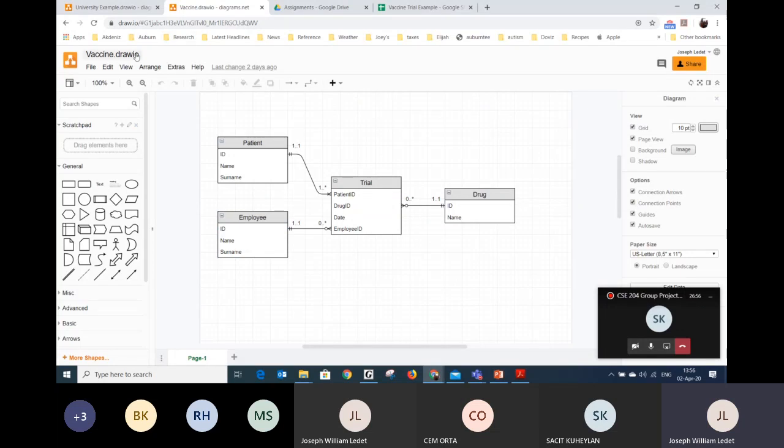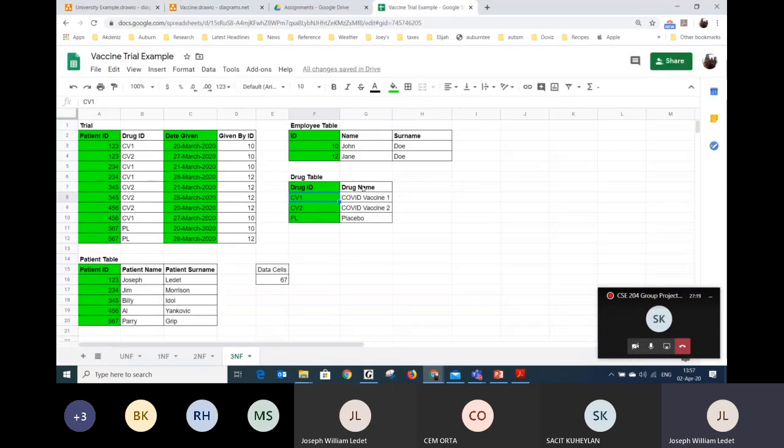Now I use draw.io, and I got a notification that it's actually called diagrams.net now or something like that. So you can use this. It's an online free tool. You can connect it to your Google Drive so that you can save your drawings there, and then you can create your diagram based on what tables you have here.